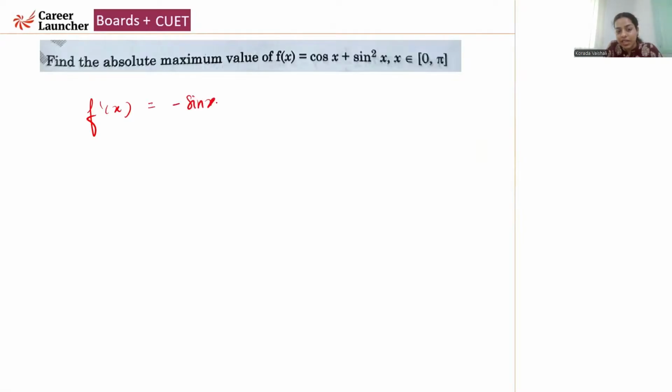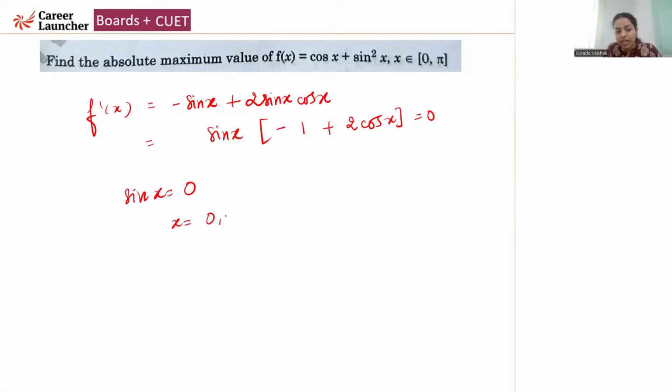It is minus of sine x plus 2 sine x cos x. And now what you're going to do is at max we can take sine x common. So it is going to give you minus 1 plus 2 of cos x, and this is equal to 0. अब sin x कब 0 हो सकता है? At 0 और pi, right? And what about minus 1 plus 2 cos x कब 0 हो सकता है? जब x की value pi by 3 होगी, right?